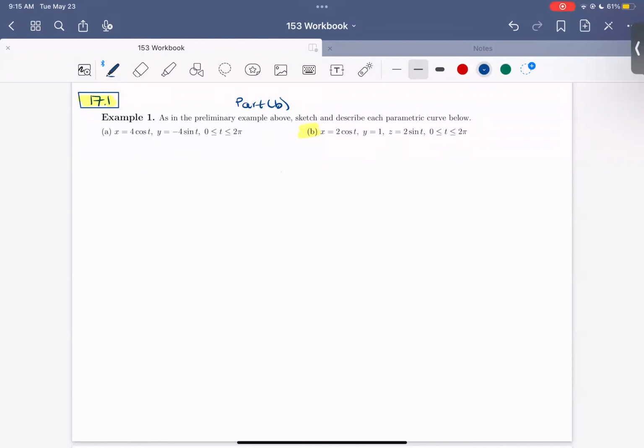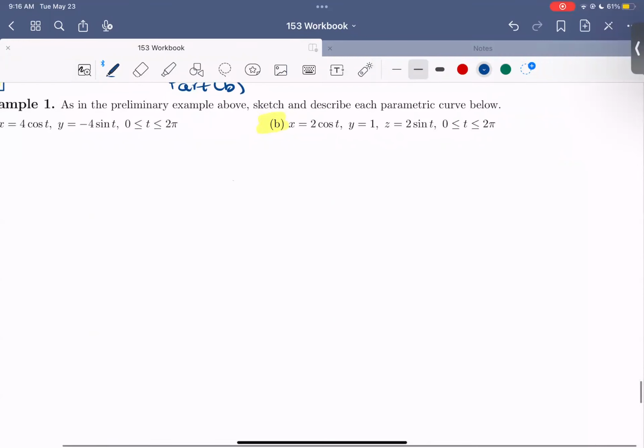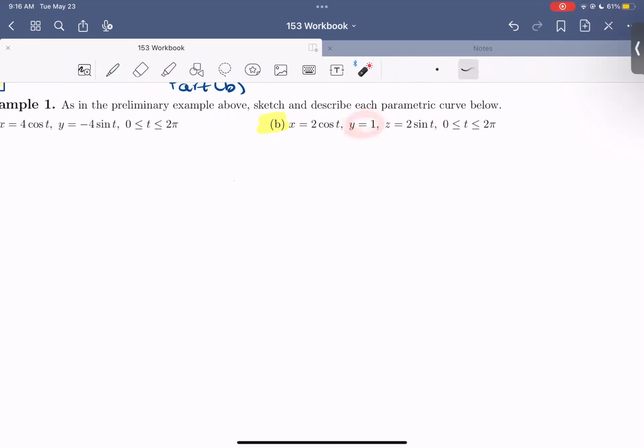We're now going to take a look at part B of example 1 in section 17.1 on parameterized curves. So for part B, we're again given the maps of the coordinates x, y, and z for a parameterized curve. Notice we now have 3 coordinates, so this curve is going to live in 3 space, but we can observe that the y coordinate is just a fixed y equals 1.